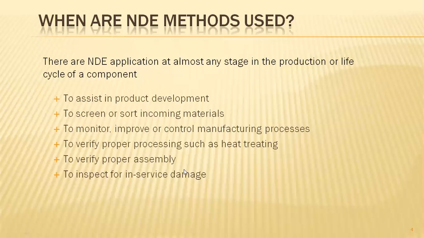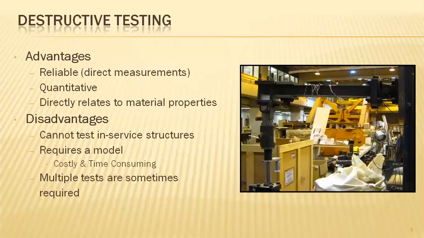And verifying proper assembly, as we have just seen, to inspect for in-service damage. So if there is any maintenance required, and what service aspect is required, if there is any part replacement, whether it is done in a perfect way or not, it will also clearly identify the inspected part, and after replacement of that part, whether the condition of the entire equipment is perfect or not will also be verified.